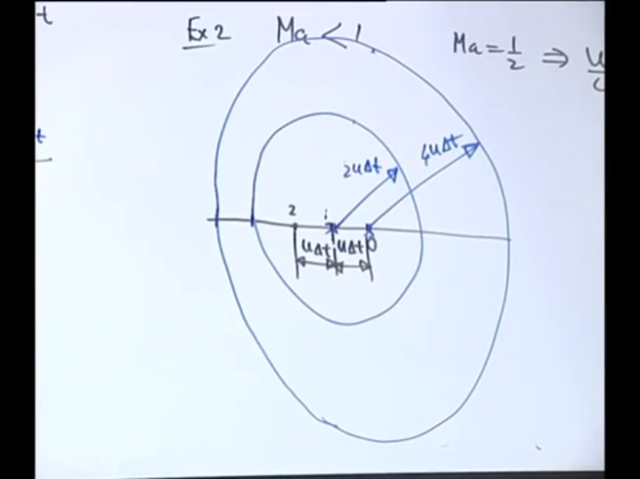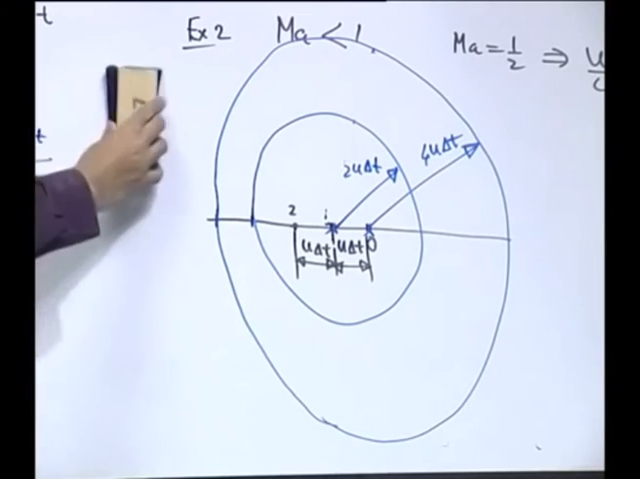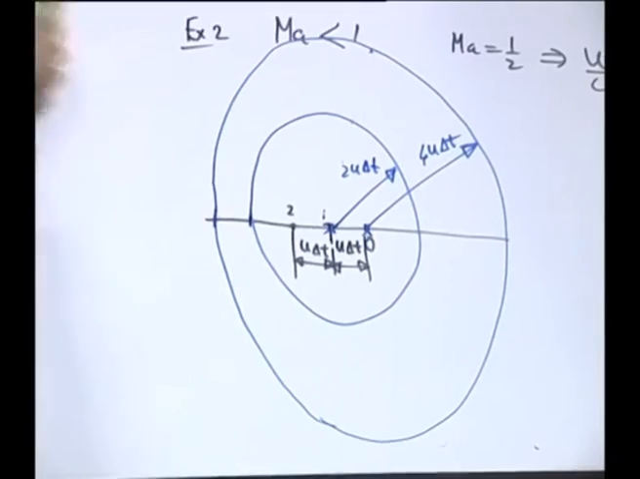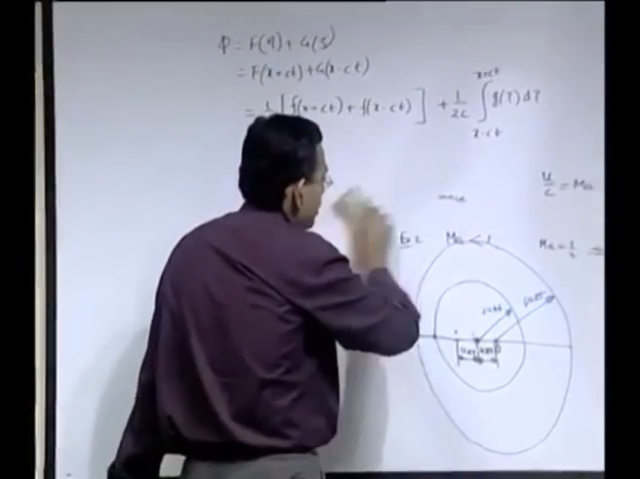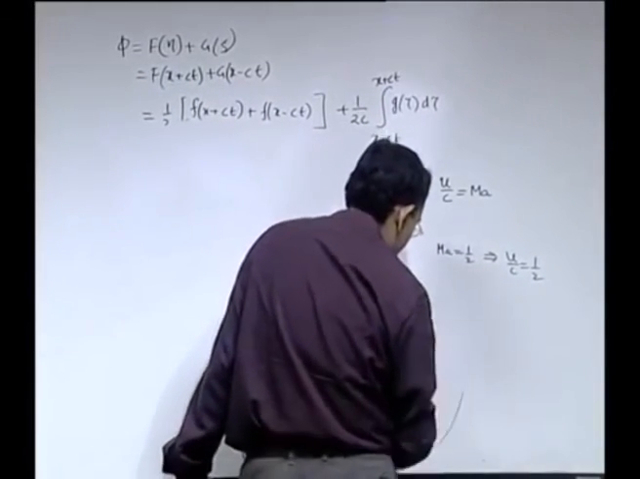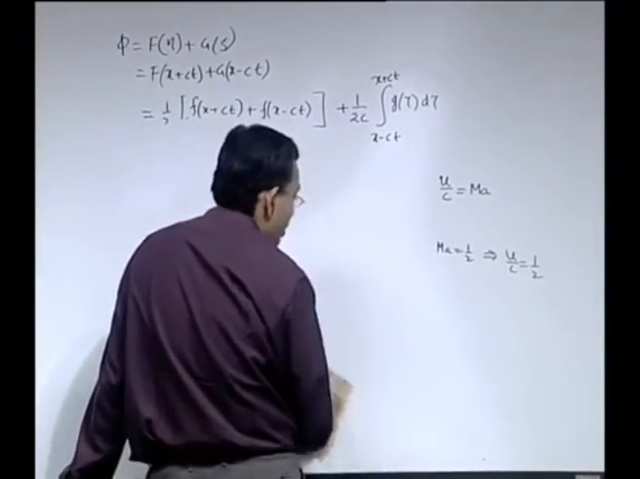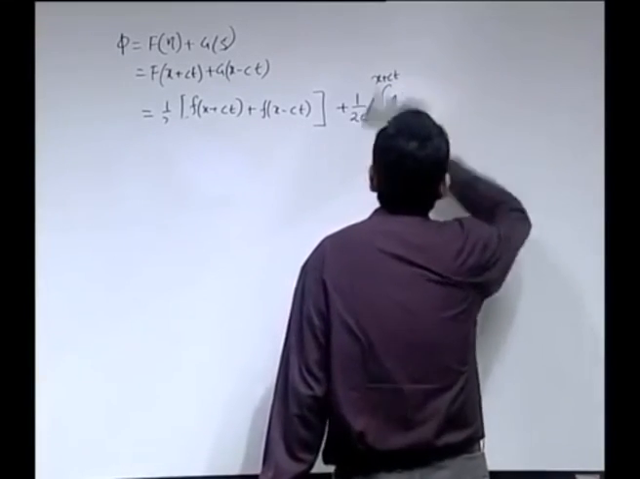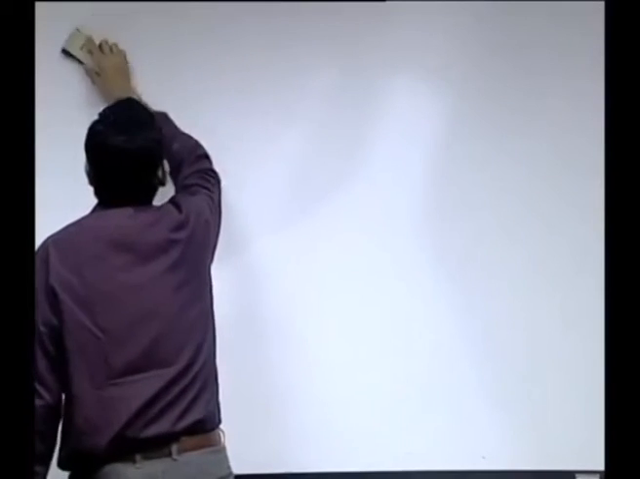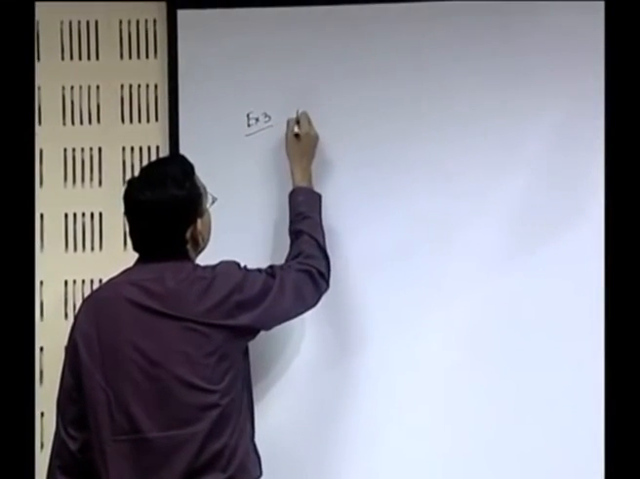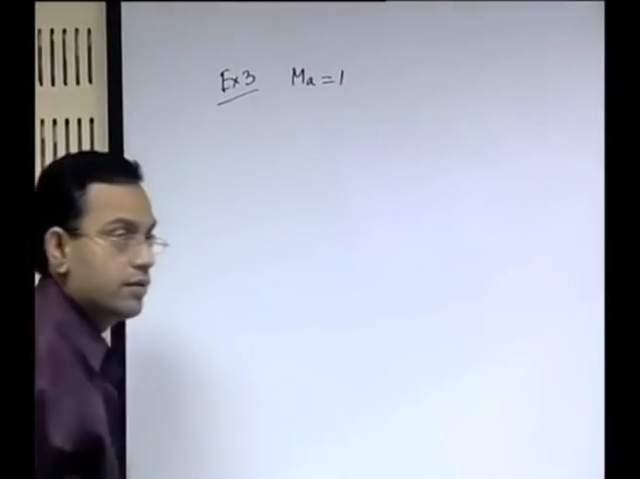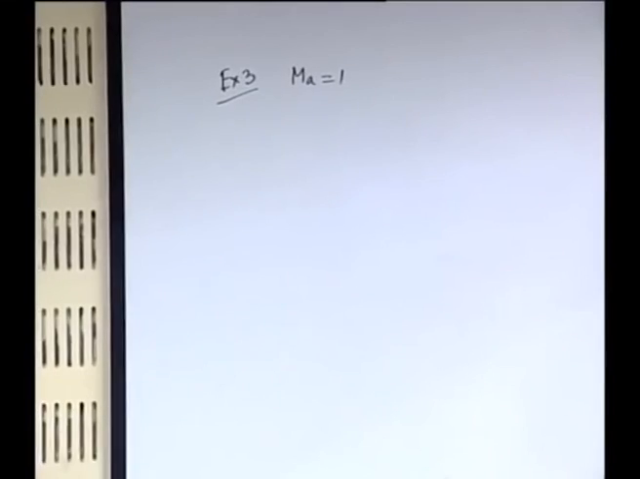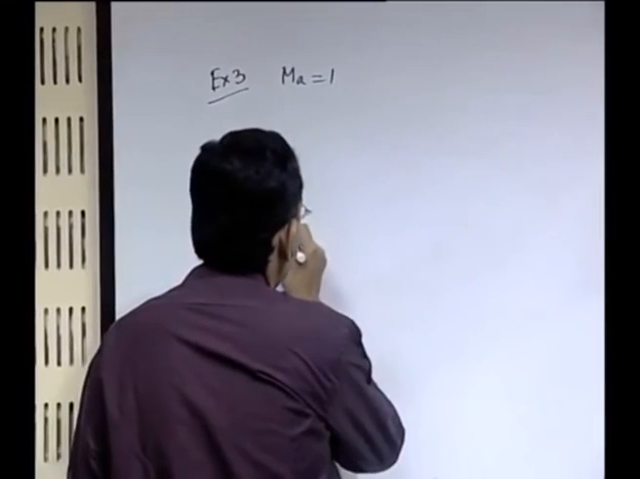So this is how you can have emission of different fronts. Let us consider a third example, which is the more interesting one, that is when the Mach number is greater than 1, or let us take a limiting condition when Mach number is equal to 1. So let us try to draw a similar diagram.